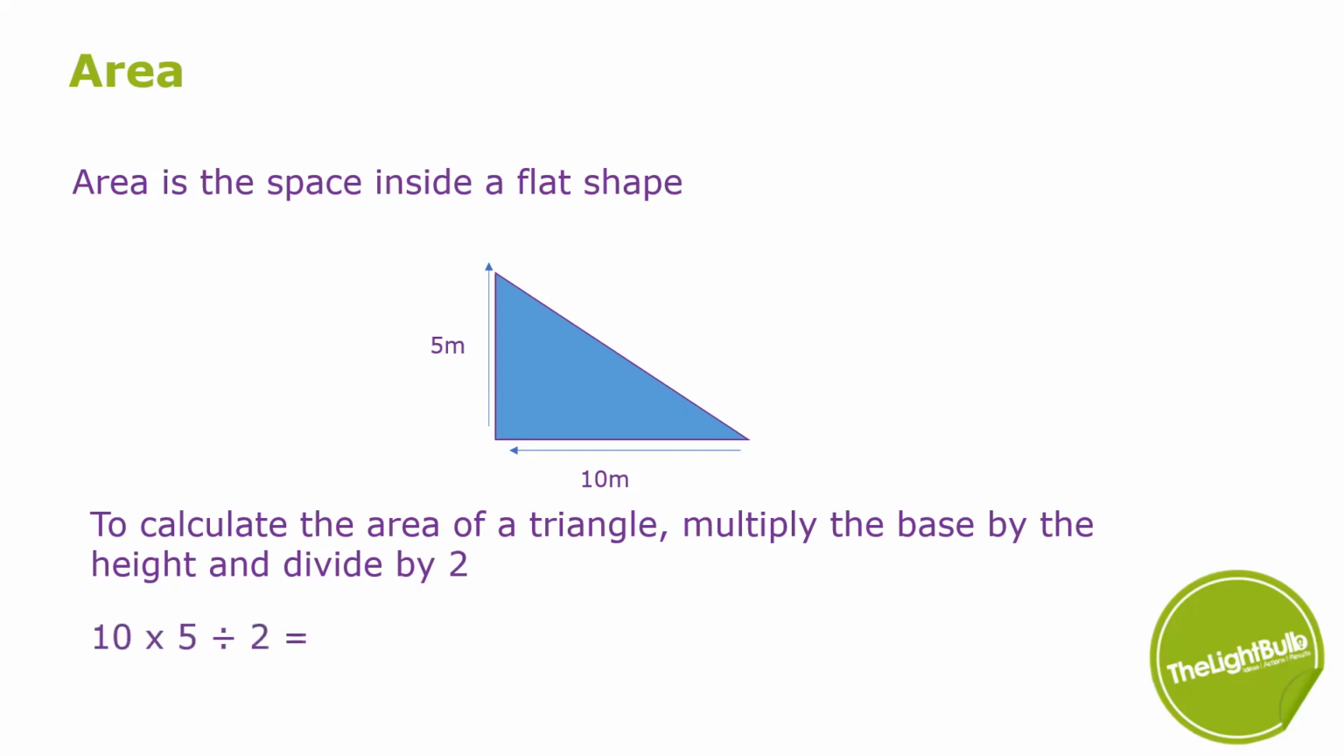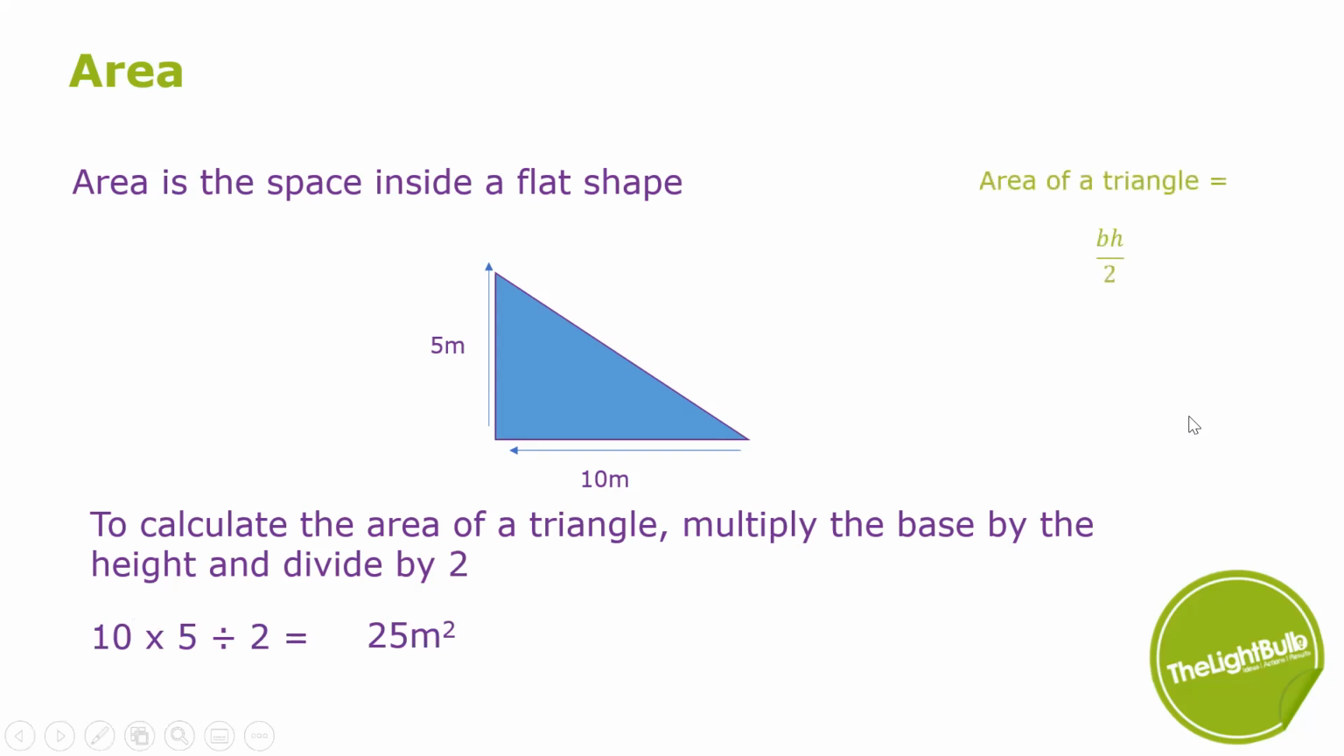So in this case, it'd be 10 times 5, which is 50, and then divided by 2 gives us 25 meters squared. And important to remember that we're dealing with area, a two-dimensional shape, so that little 2 needs to go in the top right-hand corner after the measurement unit.